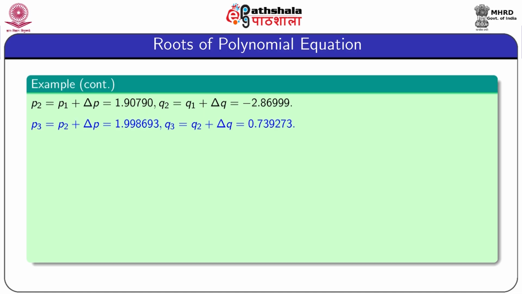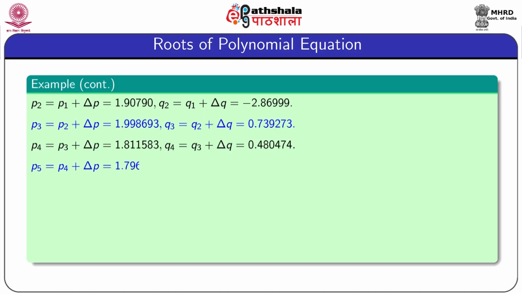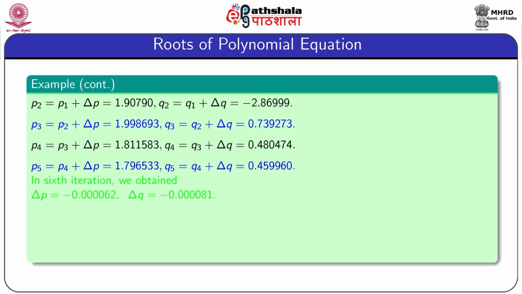This is the third iterated values, this is the fourth iterated values, this is the fifth iterated values, and in the sixth iteration we obtain delta p equal to minus 0.000062 and delta q equal to minus 0.000081. Note that these two values are close to 0. That means we can terminate the iteration process to find the values of p and q correct up to 4 decimal places.